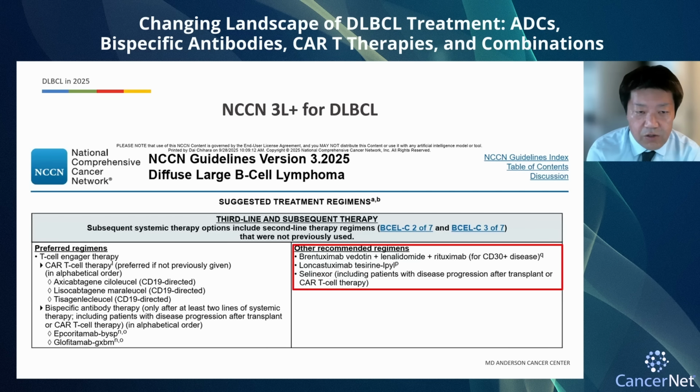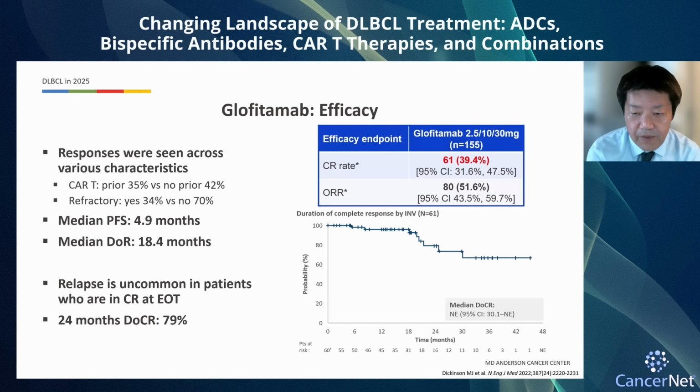Now moving on to third-line treatment and beyond. Of course, CAR T-cell therapy and bispecific antibody remain important options for patients who have not yet received them until third-line treatment. However, there are also several other agents that can be considered, as listed here: brentuximab vedotin R-square, loncastuximab tesirine, or selinexor.